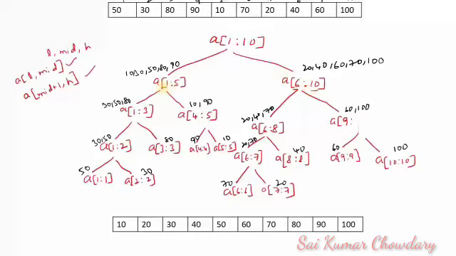And again here also, a of 1 plus 5 by 2, which is 3. So a of 1 to 3, then 4 to 5. Next a of 1 to 2. Next only one element will be there here, 3 to 3. Here also 1 to 2 means again 1 to 1, one element, and here 2 to 2. Here 6 to 10 is also done in a similar way.